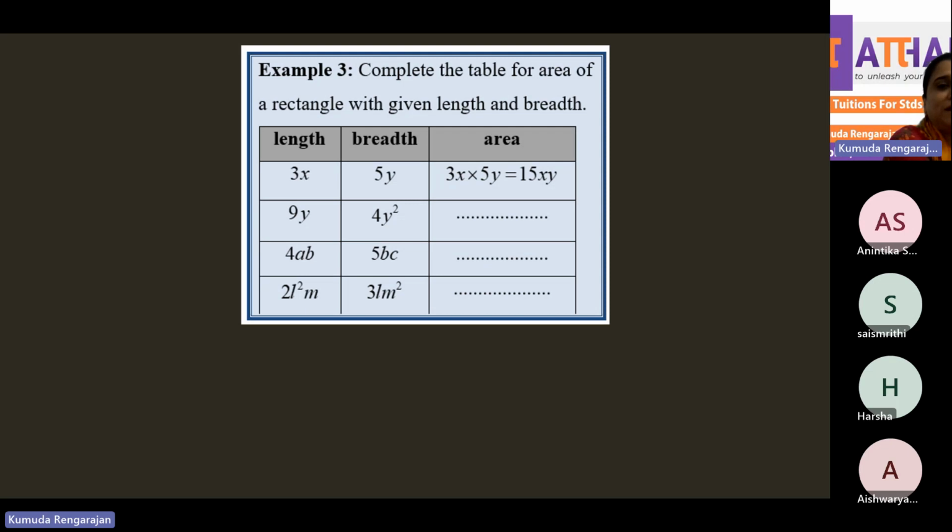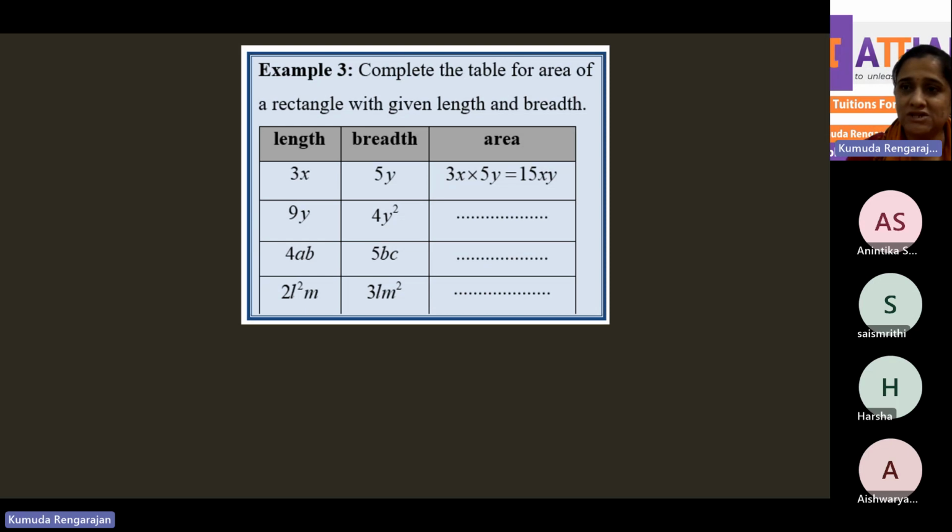So this is complete the table for area of rectangle with given length and breadth. All right. So rectangle, area, L into B. Area of a rectangle, L into B.